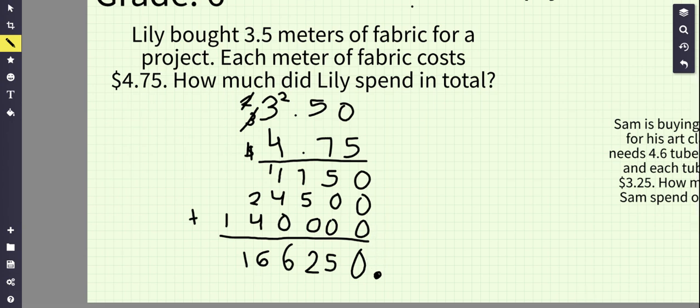Now, after we multiply the cost per meter by the total number of meters, 3.5, we're going to make sure we put the decimal point where it's supposed to be. We have to look at the decimal places and combine them. Here's 2 places, plus 2 more places is 4 places. So we move the decimal 4 places. 1, 2, 3, and 4.